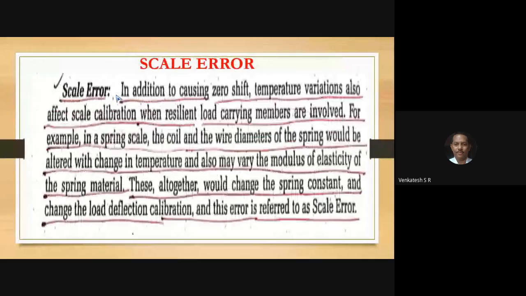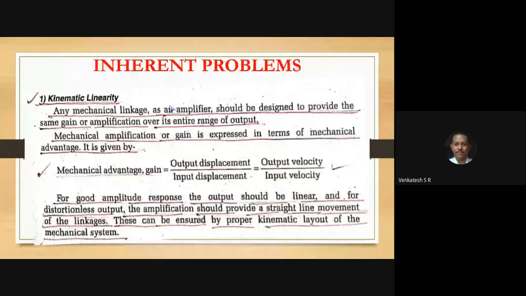Scale error. So this much is enough for this class.